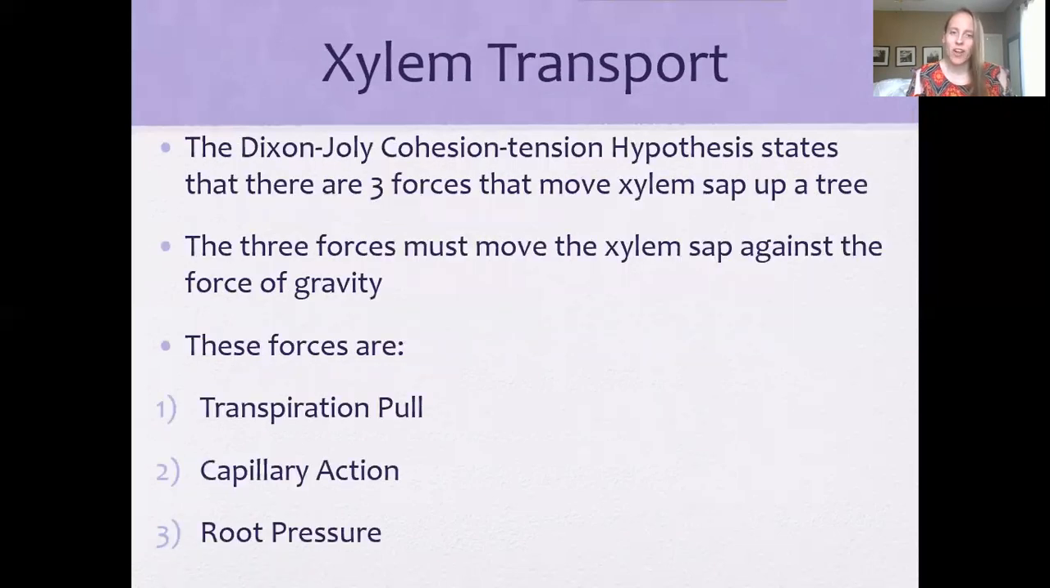So the Dixon-Joly cohesion-tension hypothesis is how we describe xylem transport. It essentially says that there are three different forces that allow xylem sap to move up a tree against the force of gravity. So those three forces are transpiration pull, capillary action, and root pressure.